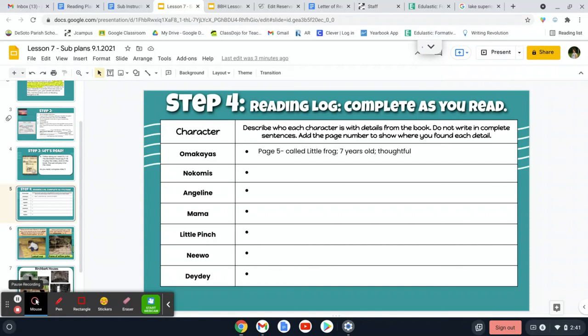Okay, we are at the bottom of 10. Omakai's little brother Pinch was the only really big problem in her life. The sad truth was, and she couldn't tell this to a single person, Omachias didn't like Little Pinch.